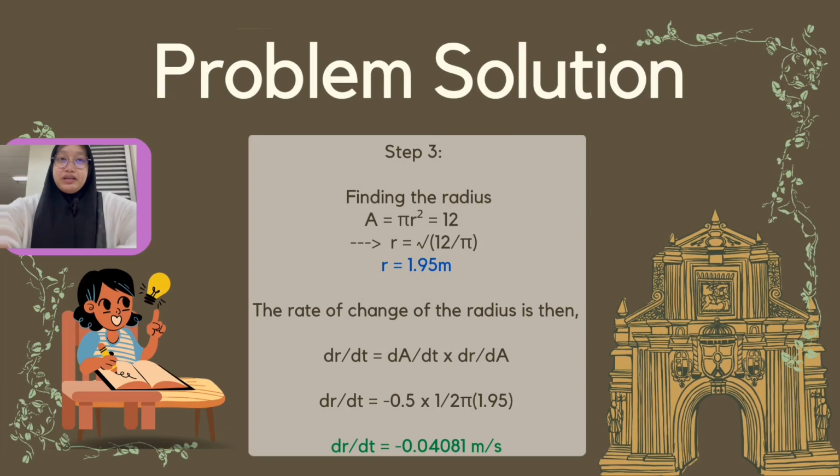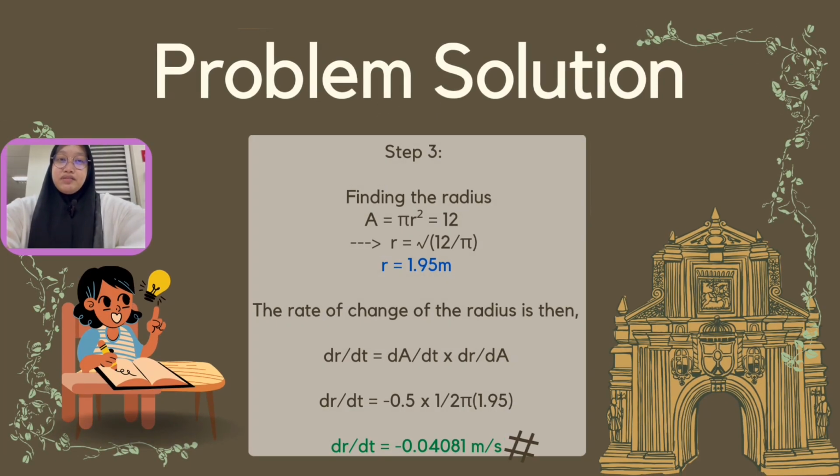Step 3 is finding the radius. We know that A equals 12, hence pi r square equals 12, making r as the formula, r equals the square root of 12 over pi. The radius of the circle is 1.95 meters. Lastly, put all that we have in the equation.